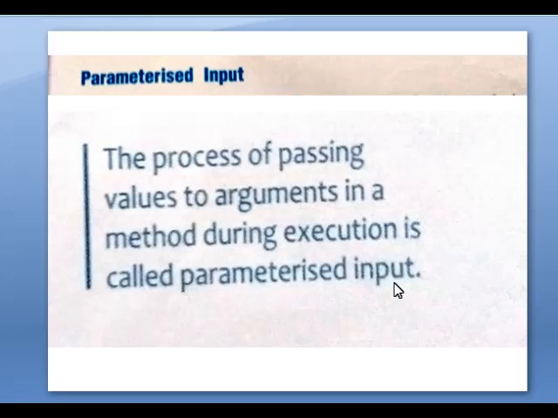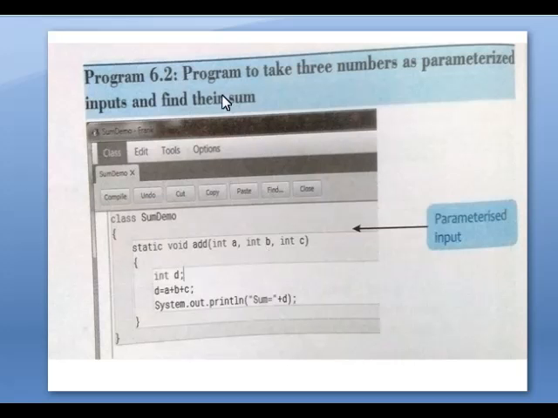For example, int a, int b, int c. We are not going to give the values of a, b and c inside the program, but during the execution of the program it will ask for the values of a, b and c. That time we are giving the values of the variables. Okay, so we will see the program like this.